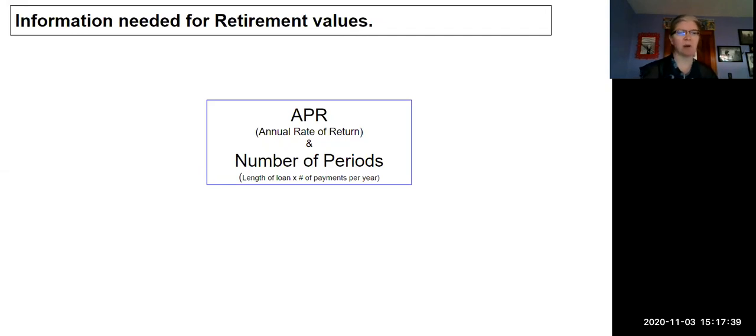So when we think about these problems and we say you have a 5% APR, what we really mean is we hope that we average 5% over the time we have that investment, and that estimate will be good enough to get us some values.